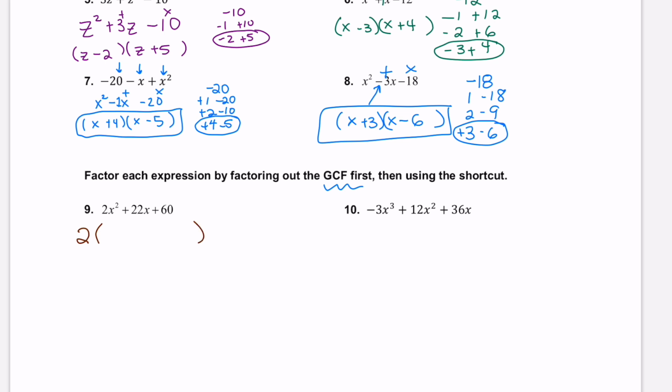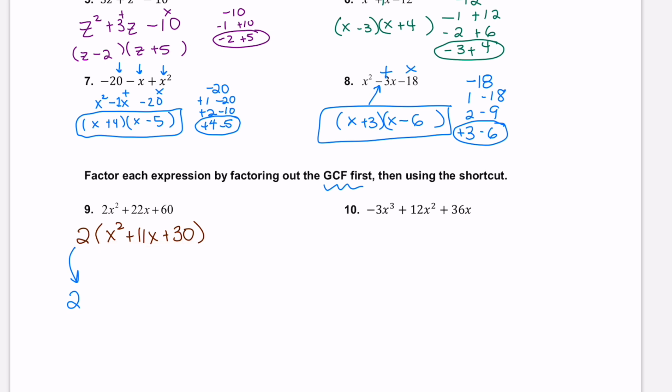each of these numbers by 2. 2 divided by 2 is 1, so 1x squared we can just write as x squared. 22 divided by 2 is 11x, and 60 divided by 2 is 30. Now I'm going to just kind of ignore the 2. I'm going to bring it down, but I'm just going to pretend like it's not part of the problem, and I'm only going to focus on this part. I'm going to use the shortcut on this.